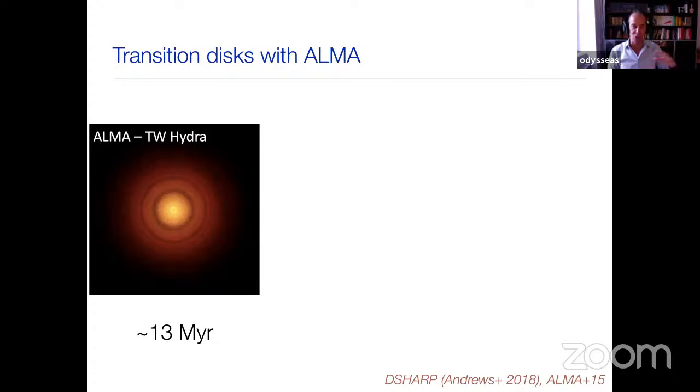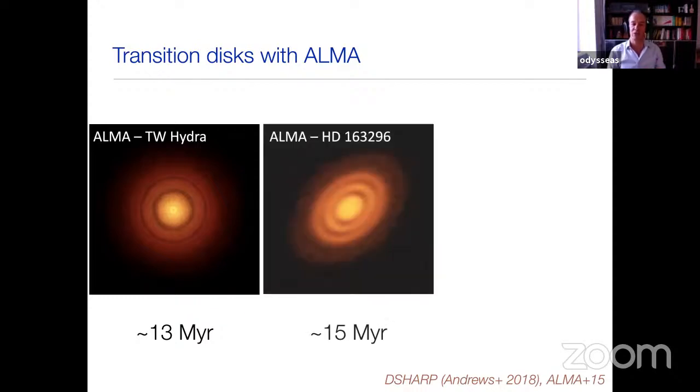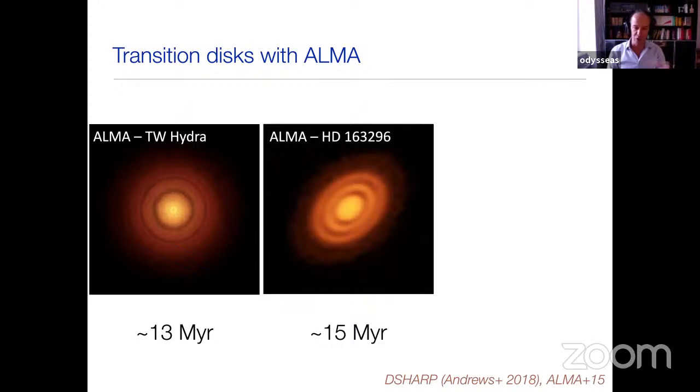ALMA starts resolving, these are class 2 objects, and these concentric rings are protoplanetary disks, and these rings are actually locations where we believe planets are forming. These are class 2 objects. Class 2 objects means they're a few million years old according to the standard classification scheme. And most of these objects seem to have planets already forming in these disks.